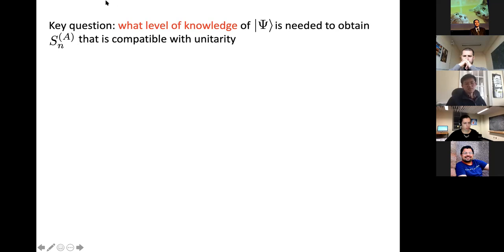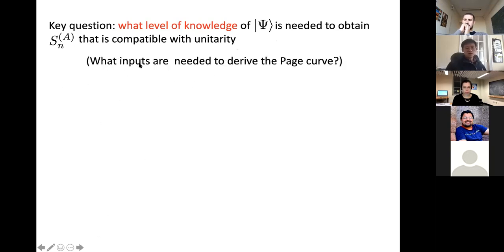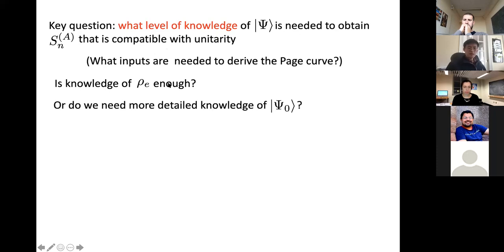Anyway, let me just continue. So the key question is actually what level of knowledge, say of psi, is needed to obtain this entanglement entropy or Renyi entropies that's compatible with unitarity. In other words, what inputs are needed for us to derive the page curve? Okay. So the question is whether the knowledge of this approximate density operator is enough to obtain an answer compatible with unitarity, or whether you need more refined knowledge, say, of the initial state. Okay.